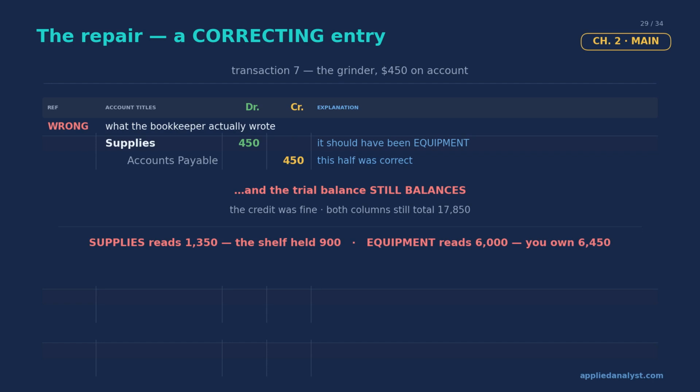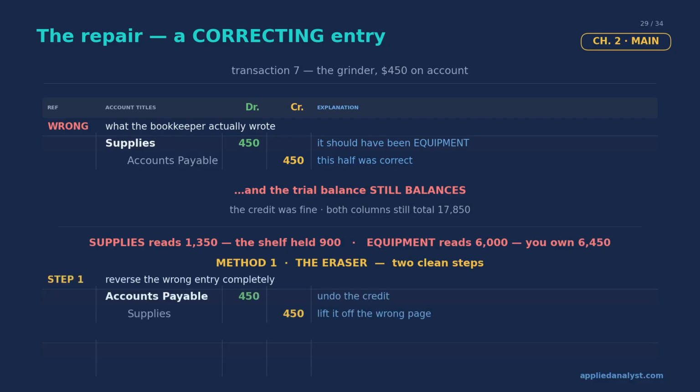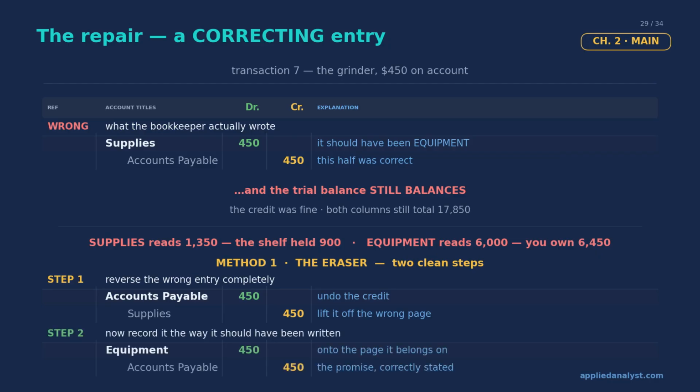The repair is called a correcting entry, and there are 2 ways to do it. Method 1 is the eraser method, 2 clean steps. Step 1. Reverse the wrong entry completely. Debit accounts payable $450, credit supplies $450. That erases the mistake as if it never happened. Step 2. Record the correct entry, the way it should have been written in the first place. Debit equipment $450, credit accounts payable $450.